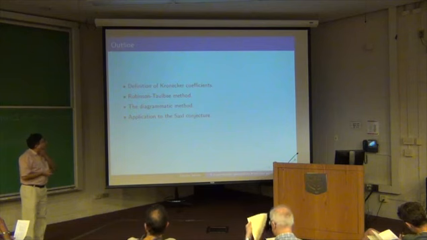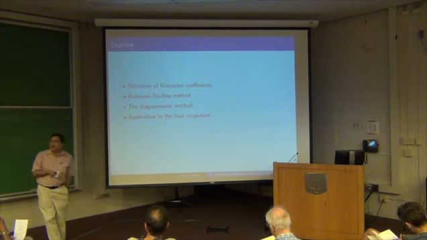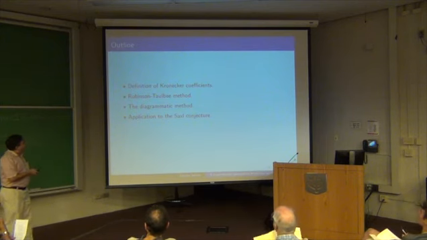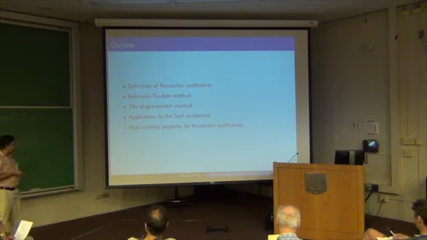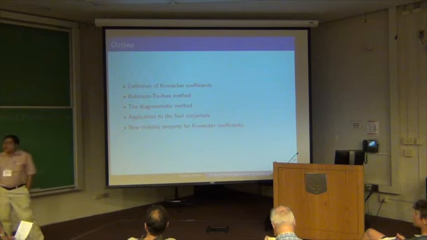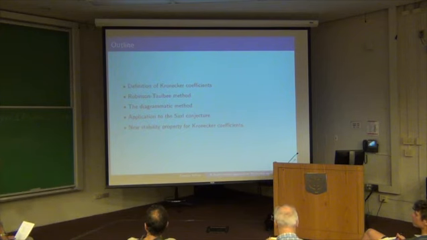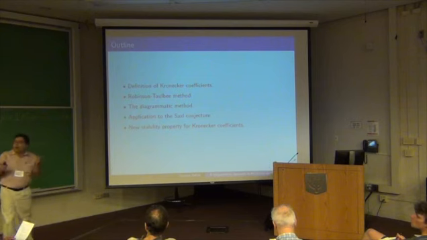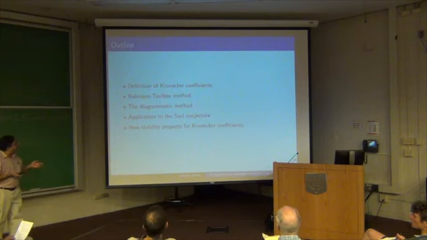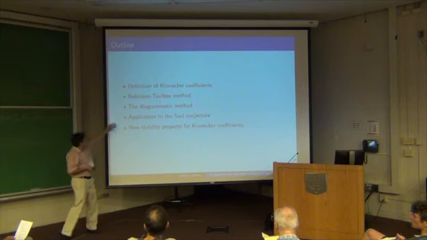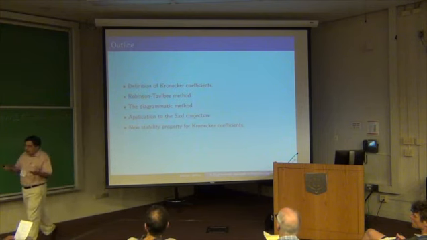I will explain it, and then I will give two applications. One is to the Saxon conjecture. I will explain what is the Saxon conjecture. And the other is a new stability property for Kronecker coefficients. And the idea of the diagrammatic method is that you can use it to compute some Kronecker coefficients when one of the partitions has small depth. So it is useful for some computations, but it has also been useful for some more conceptual results.